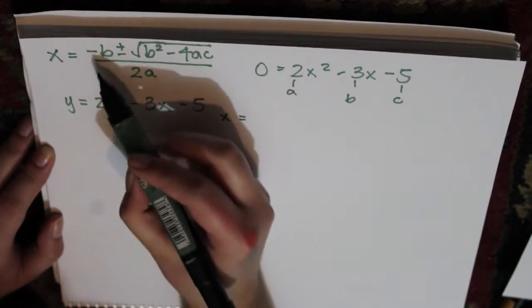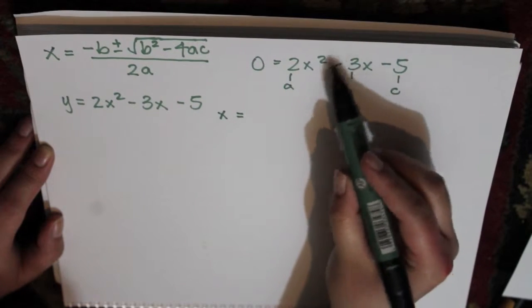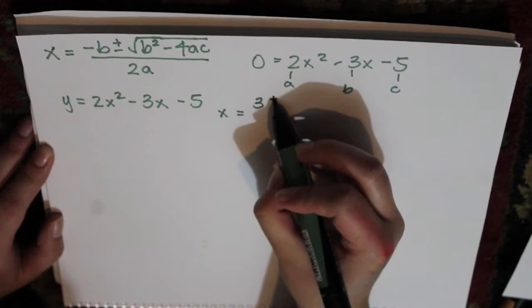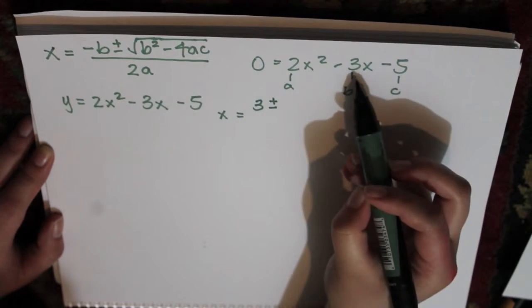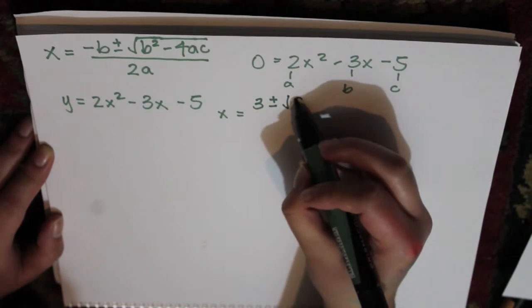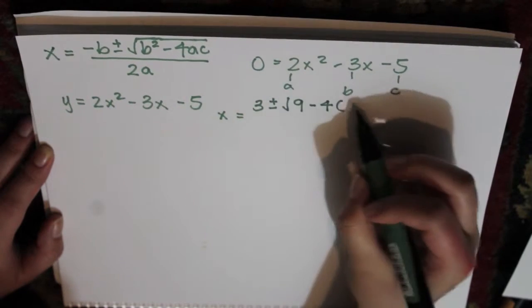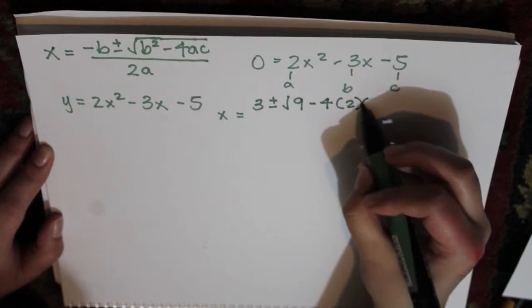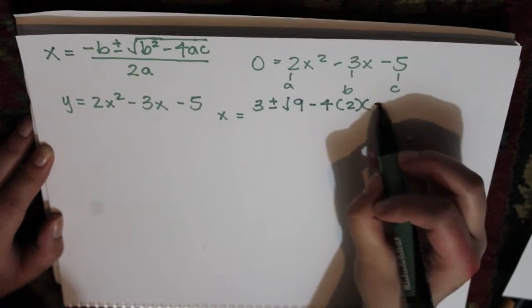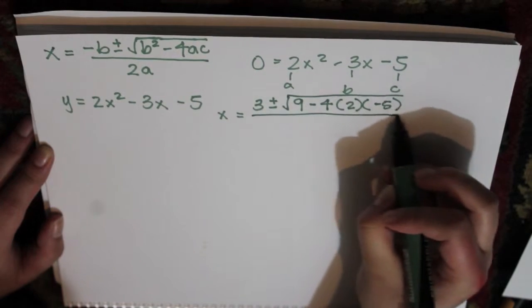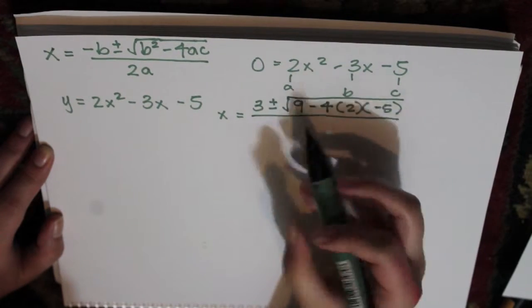So now that we know, we can start plugging them in anywhere we see these letters in the quadratic formula. X equals negative b, which is negative 3. So negative 3, negative b, that would just be a normal 3. Plus or minus radical, b squared, negative 3 times negative 3 is 9, minus 4a, which is 2, and then times c, which is negative 5. All over 2a, which will be 4.